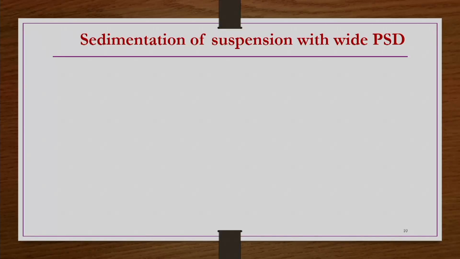Before going to the design calculations, sedimentation of suspensions with wide PSD. Whatever we have seen so far, we assumed that the particles are of uniform size, made of the same particles. So, those sedimentation characteristics we have seen, like A, B, C, D zones forming, that kind of separation we can see, and the different zones we can clearly see.